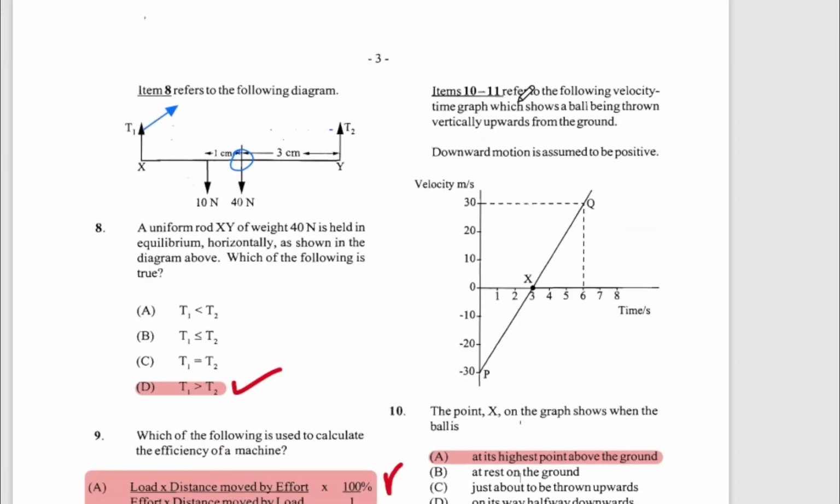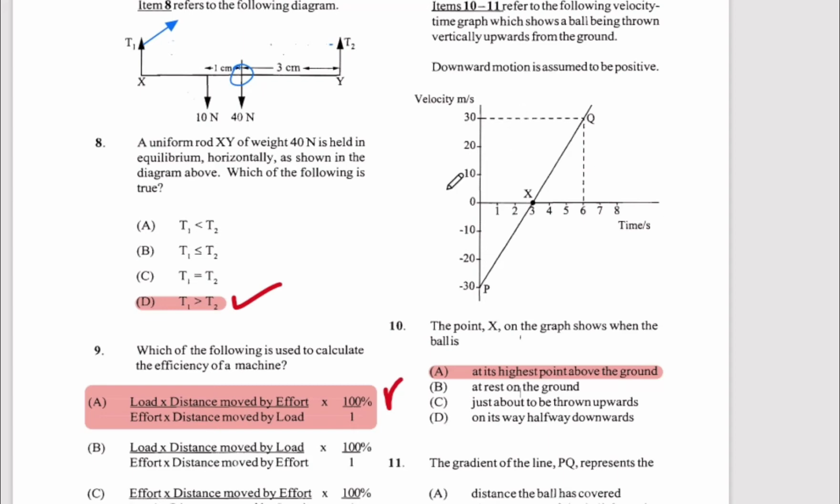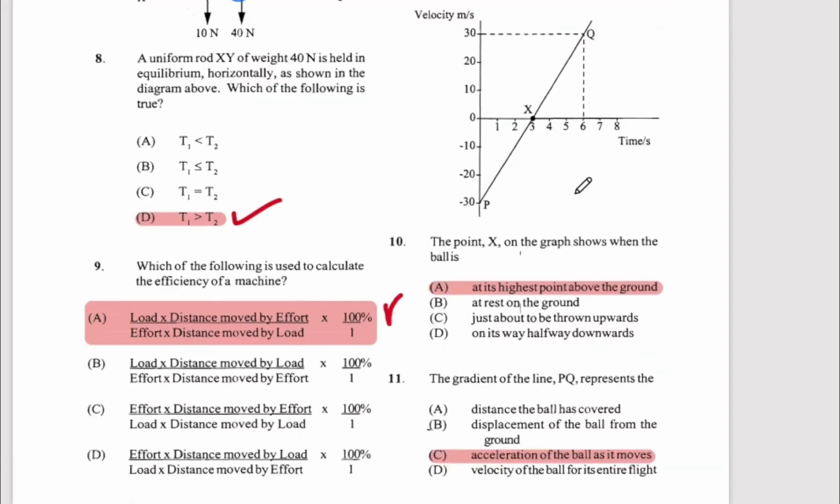Items 10 to 11 refer to the following velocity-time graph, which shows a ball being thrown vertically upwards from the ground. Downward motion is assumed to be positive. So this is the velocity-time graph that we're using. Question 10 says the point X on the graph shows when the ball is, so we're talking about this point here, and that's A, at the highest point above the ground.